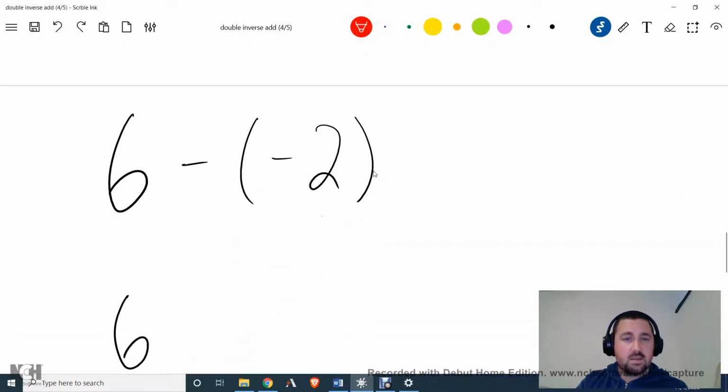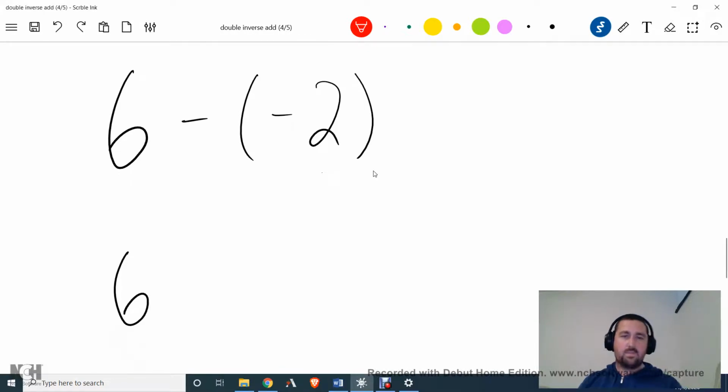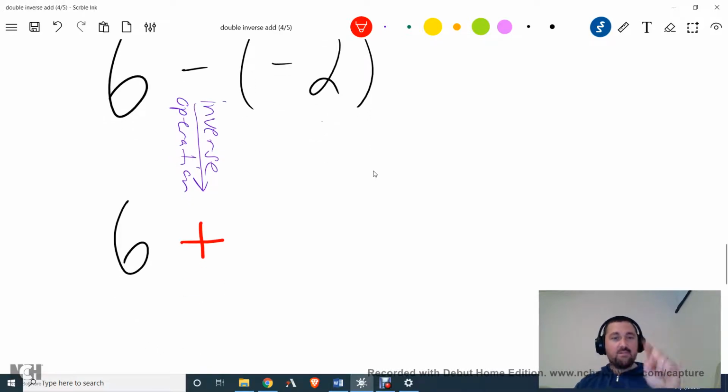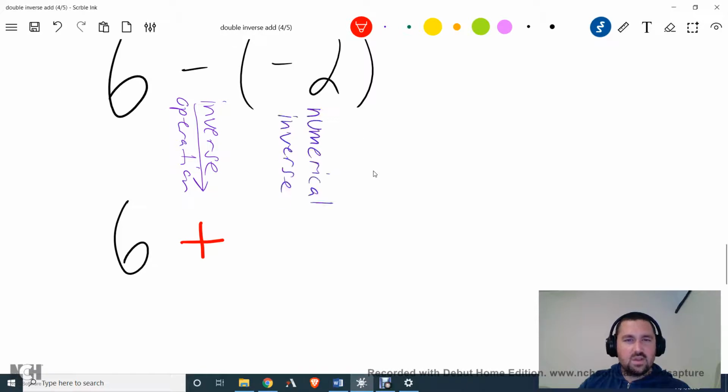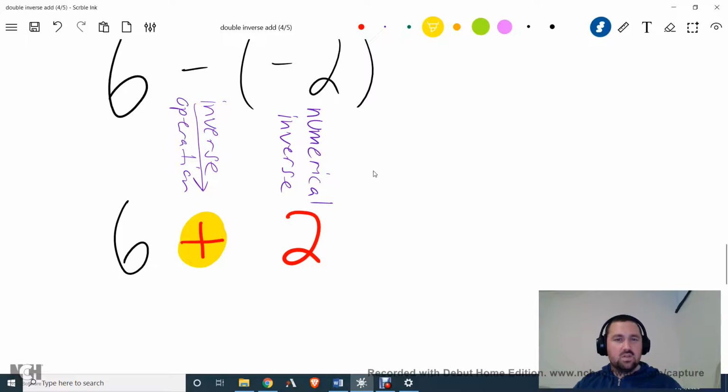So here is 6 minus negative 2. I'm not going to touch this value of 6, but I am going to find the inverse of subtraction. The inverse operation of subtraction is addition. So I've inverted once, but I can't do 6 plus negative 2. That won't be the same thing. So now I'm going to find the numerical inverse of negative 2, specifically the additive inverse. The additive inverse of negative 2 is 2.